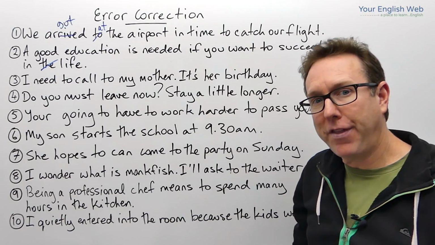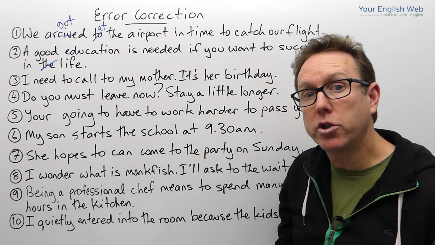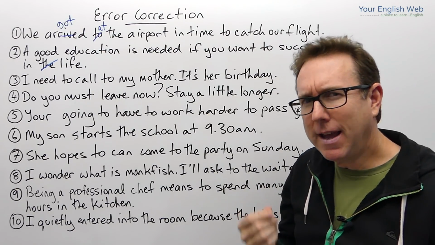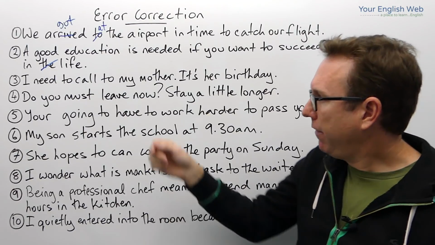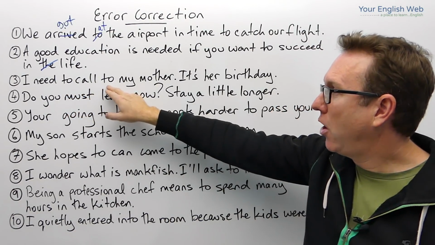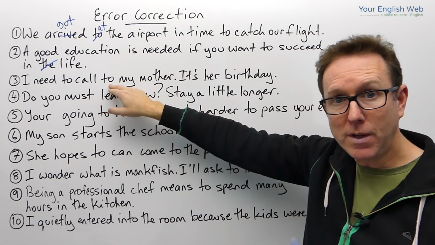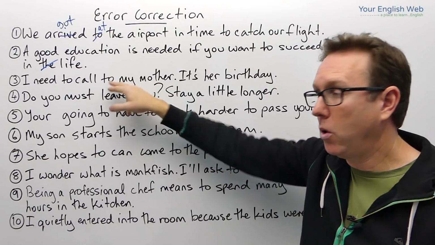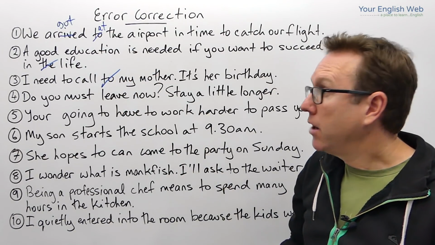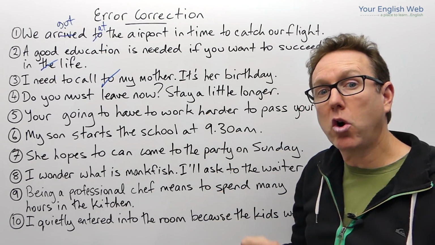Sentence number 3, I need to call to my mother. It's her birthday. I need to call to, or I need to phone to my mother. Where is the error here? Now, if you know English well, you know that we do not use this preposition here, to, after telephone, phone, or call. So let's cross it out, okay? So I need to call my mother, it's her birthday, not call to.